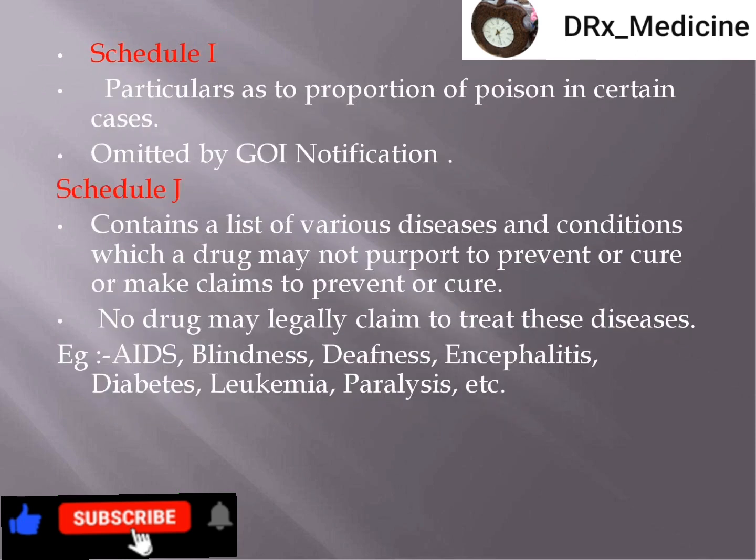Schedule I: particulars as to proportion of poison in certain cases. Omitted by GOI notification. Schedule J contains a list of various diseases and conditions which a drug may not purport to prevent or cure or make claims to prevent or cure. No drug may legally claim to treat these diseases: AIDS, blindness, deafness, encephalitis, diabetes, leukemia, paralysis, etc.